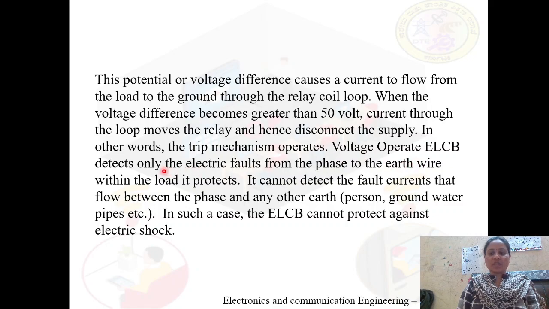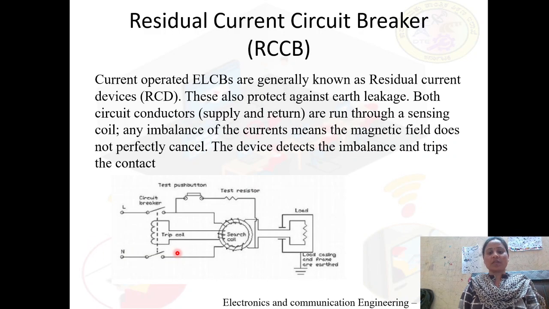The voltage operated ELCB detects only the electric fault from the phase to the earth wire within the load it protects. So it cannot detect the fault currents that flow between phase and any other earth. In other cases the ELCB cannot protect against electric shock.